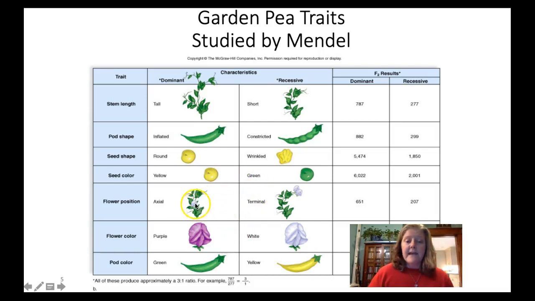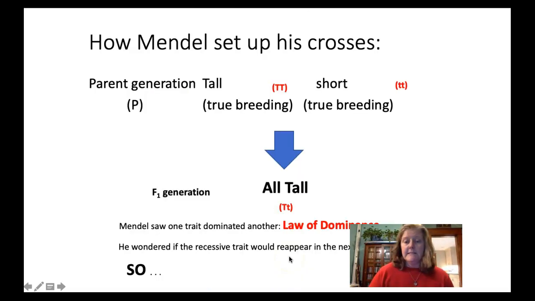Whether the flowers were axial, so around the stem, versus being at the end, or terminal. And then purple versus white. And then the pods themselves, green was dominant to yellow. So it's kind of interesting. They could have green pods but yellow seeds.